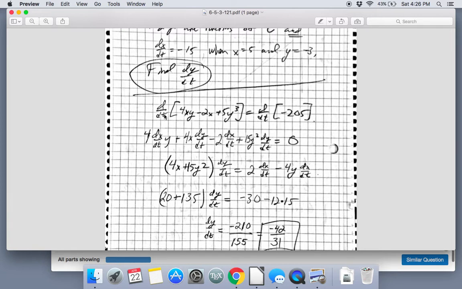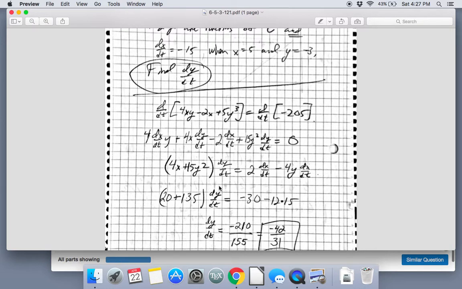So first things first. When I do d/dt of this first term, it's 4 times the x derivative with respect to t times y, plus 4 times x times the y derivative with respect to t. And if you look at it, that's exactly what I've got. It's the product rule. One was dx/dt, the other one was dy/dt. Minus 2 dx/dt from the second term. And then in the third term, I've got 5y squared, 5 times 3y squared dy/dt. So 15y squared dy/dt.